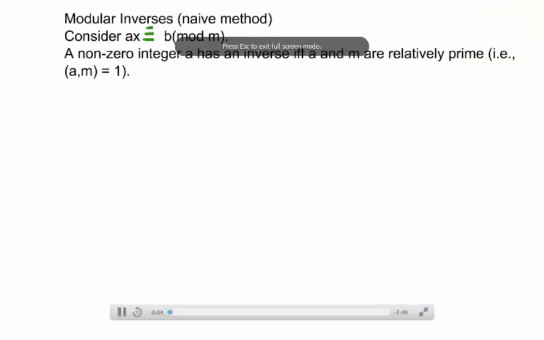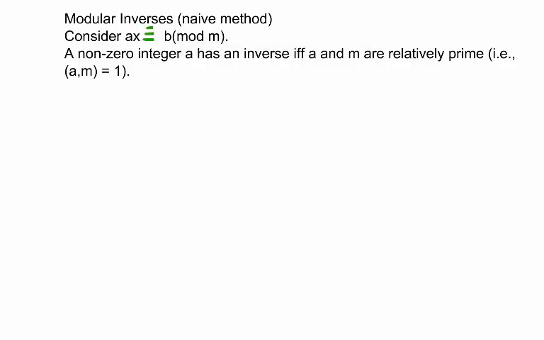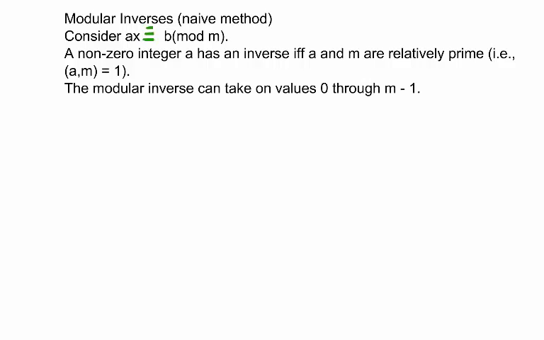In this video, we're going to discuss the naive method for finding a modular inverse. Consider the expression AX is congruent to B mod M. A non-zero integer A has an inverse if and only if A and M are relatively prime. The modular inverse can take on values 0 through m minus 1.